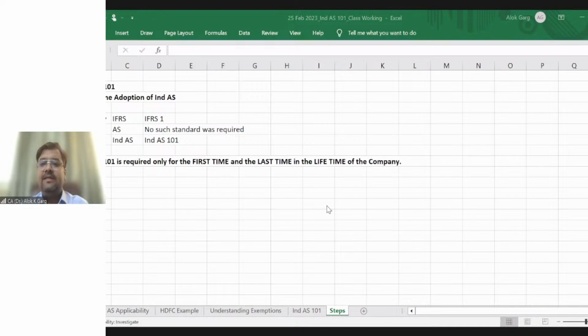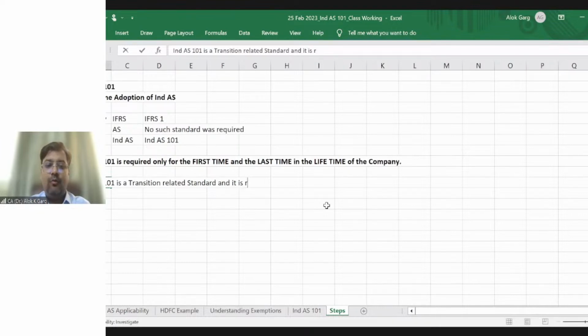Yes, Soham, you are right. It means it won't be applicable further once the transition is complete, right? So Ind AS 101 is only required when, for the first time, an entity is moving from AS to Ind AS. Ind AS 101 is a transition-related standard, and it is required only when the entity is moving from AS to Ind AS for the first time, right?